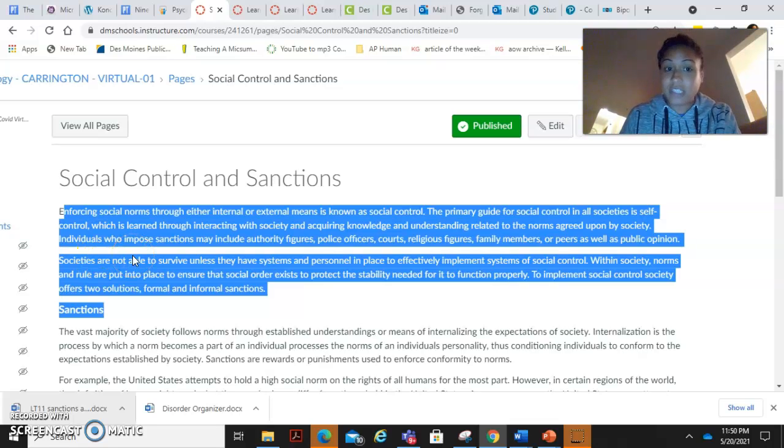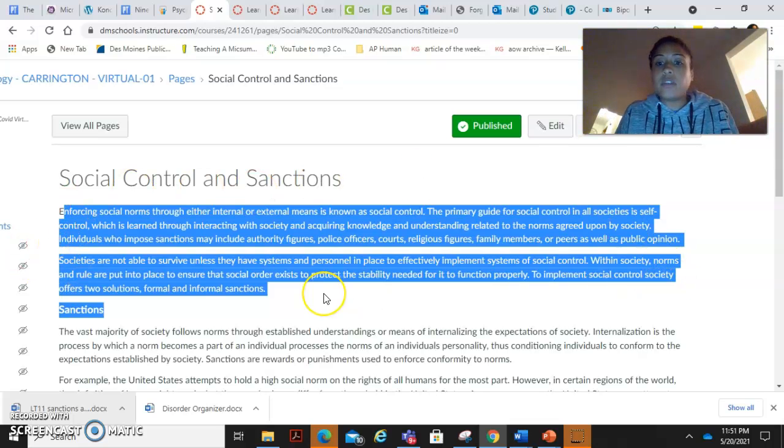Individuals who impose sanctions may include authority figures, police officers, courts, religious figures, family members, peers, as well as public opinion. It could be the little old lady that walks past you in the grocery aisle that can impose sanctions. Societies are not able to survive unless they have systems and personnel in place to effectively implement systems of social control. Within society, norms and rules are put into place to enforce the social order that exists to protect the stability needed for society to function properly, or else it's chaos.